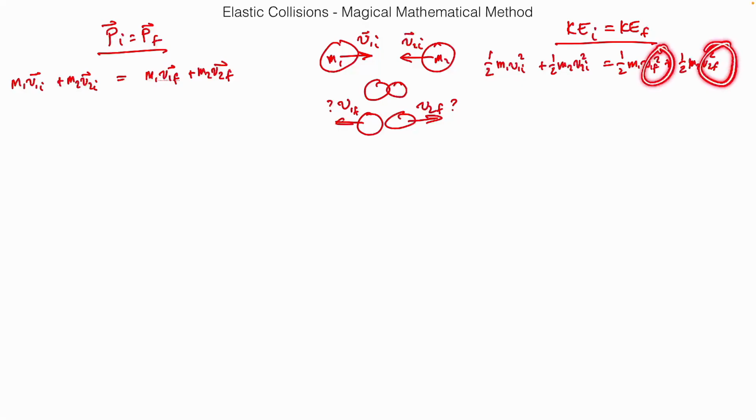Again, we don't know v1 final and v2 final. Those are our unknowns that we want to solve for. We know the masses and we know the initial velocities. The reason I'm calling it the magical mathematical method at the top of the slide is that this is where I'm going to deviate from your book and most physics textbooks, because I believe they do it wrong. Their physics is fine. It's the way they go about the next few steps that I feel does a disservice not only to you, but to physicists and physics education in general.